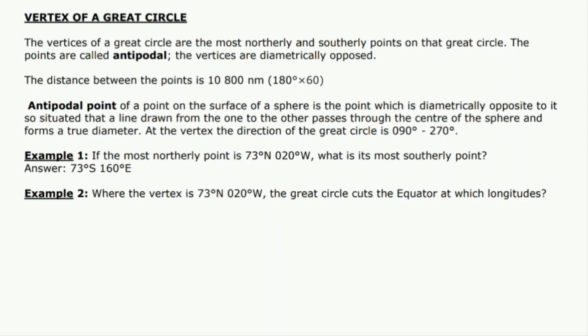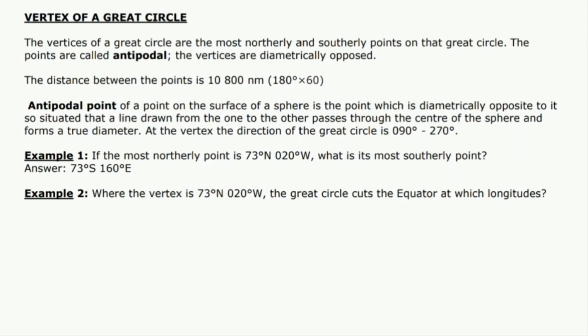Antipodal point. A point on the surface of a sphere, or you can say the earth, is the point which is diametrically opposite it, so situated that a line drawn from one to the other passes through the center of the sphere and forms a true diameter. At the vertices, the direction of the great circle is 090 degrees or 270 degrees, that is east or west only.